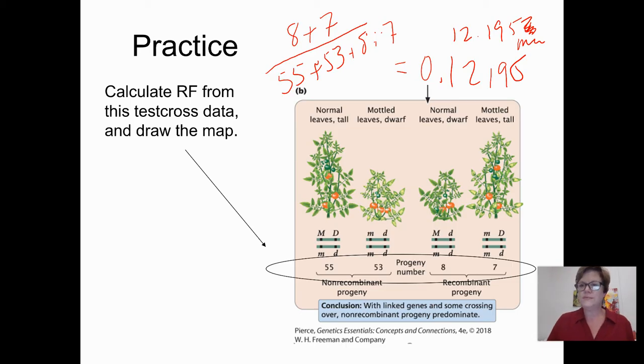I'm not too worried about how many decimal places you leave. There are rules for that in terms of significant figures, but I'm not going to teach significant figures, and therefore we'll just round off. If this was an open-ended test question, give me a couple of decimal places. If it's multiple choice, pick the one that's close. And so that would be your answer: about 12.195 map units, if I did this right.